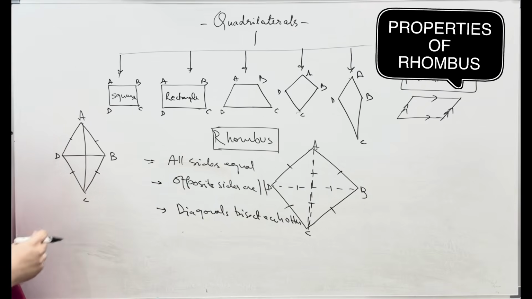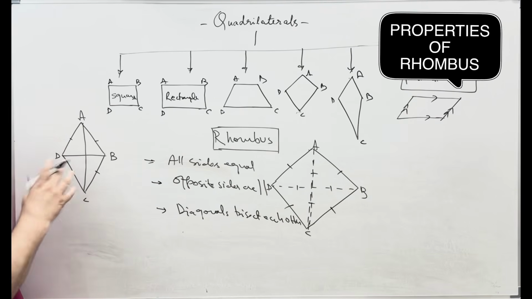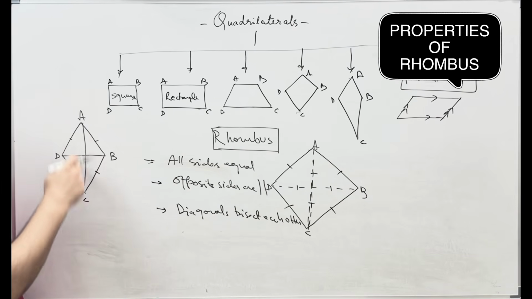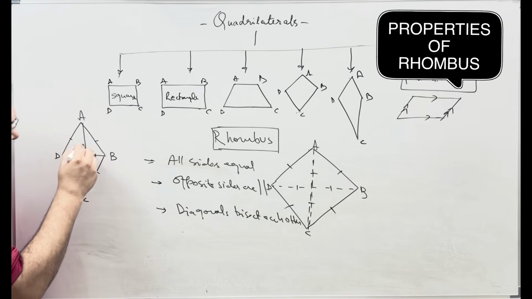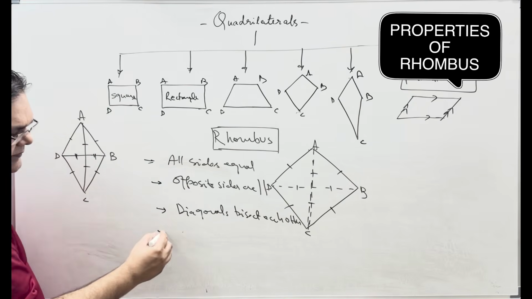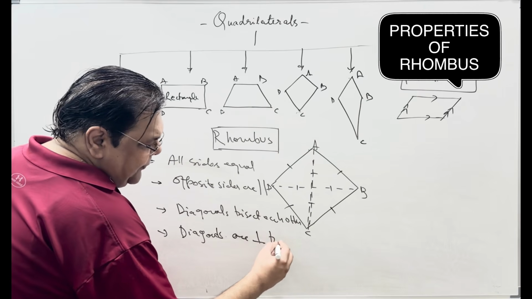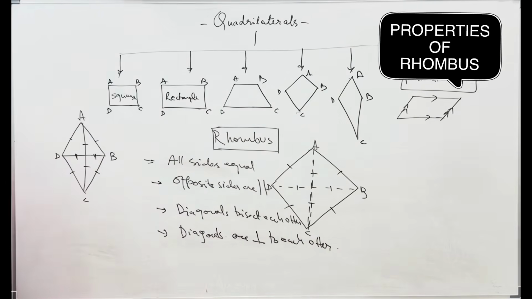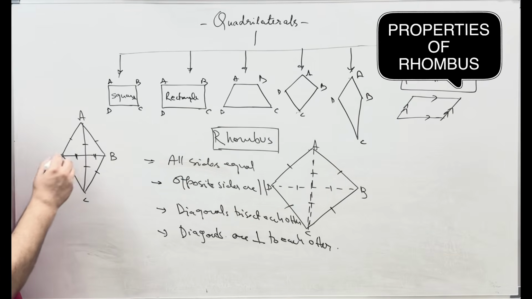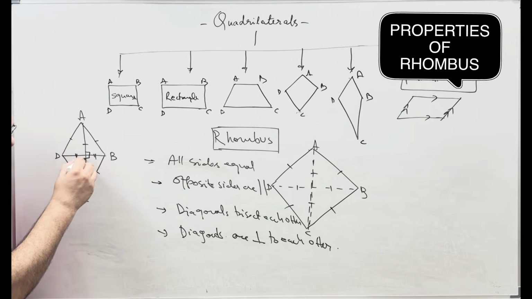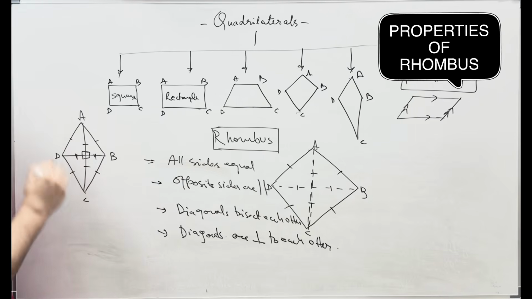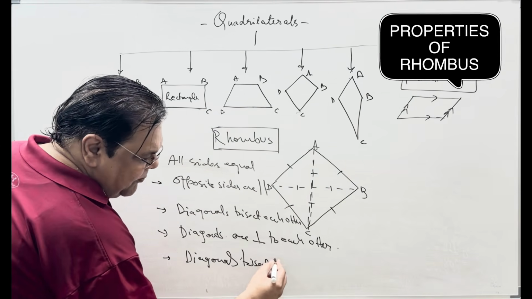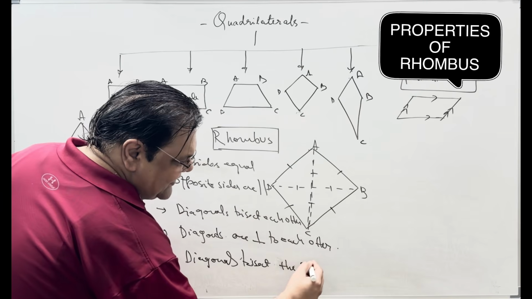Diagonals are not of equal size, like in a parallelogram. The diagonals are not equal size. But these two diagonals bisect each other. So this is equal to this and this is equal to this. Or diagonals are perpendicular to each other, like in a square. If you join the diagonals, all these angles are 90, 90, 90, 90. Diagonals bisect the angles.